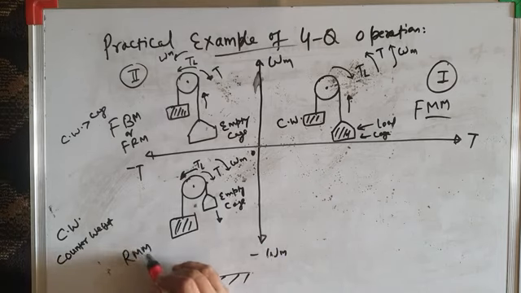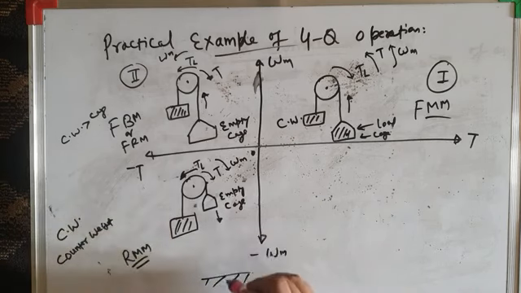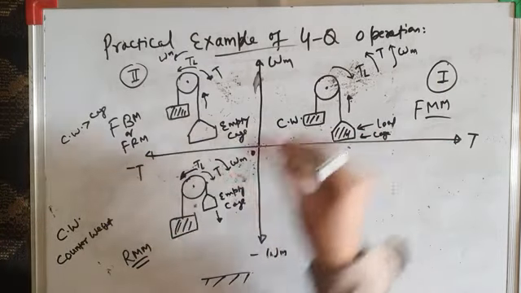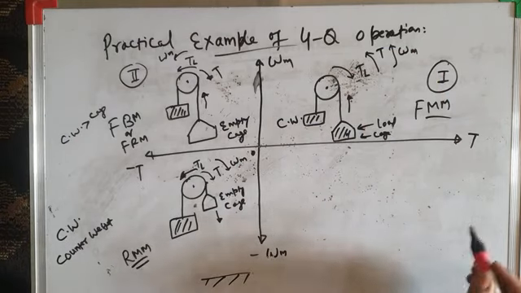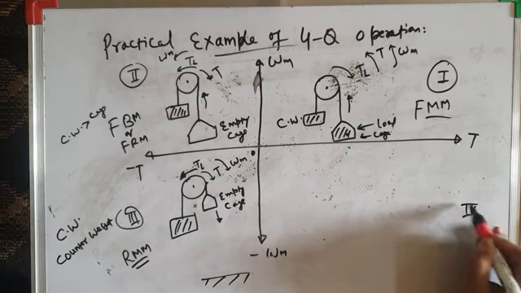Why is it reverse motoring mode? Because the direction of motion of the load is opposite. It is moving top to bottom. Here it was moving bottom to top, ground floor to top floor. Here it is moving top floor to ground floor. Okay. This is in quadrant 3. What happens in quadrant 4?